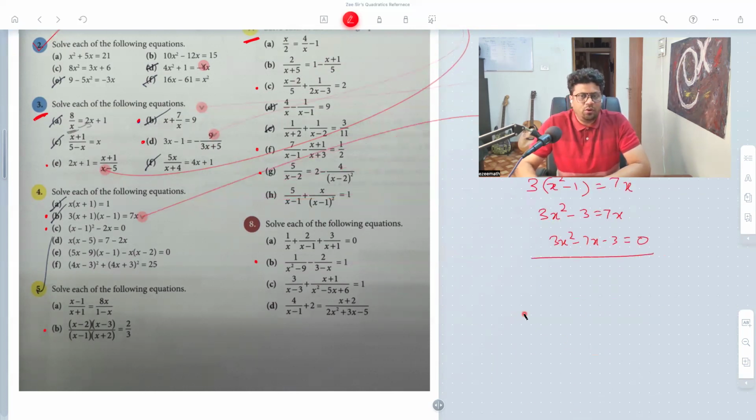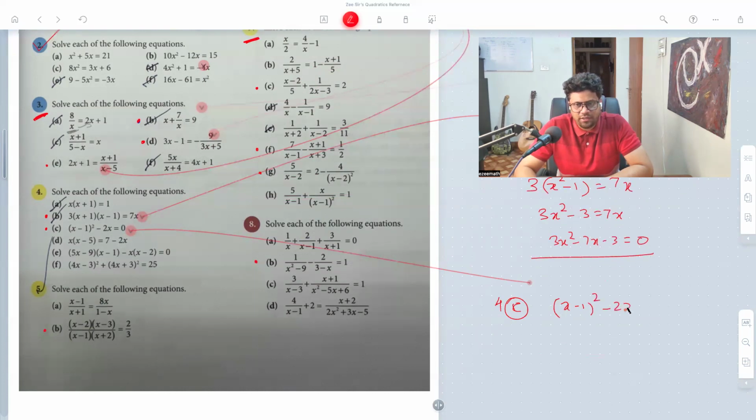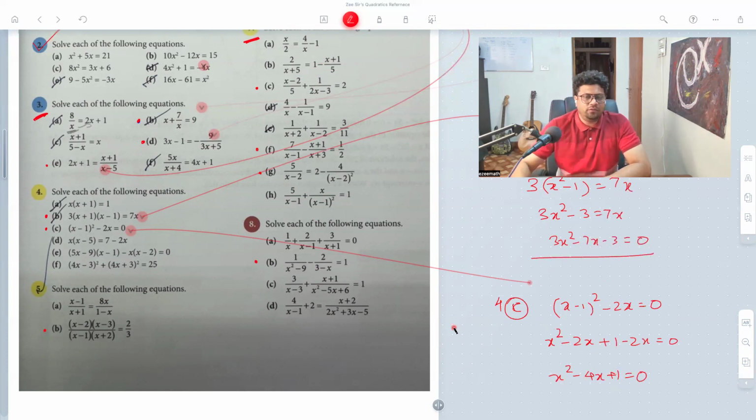And then we could go, let's do our 4-part C there. Then 4-part C, you'd go x minus 1 whole square minus 2x equals 0. Again, I'm going to open up the bracket. Plus 1 minus 2x equals 0. x square minus 4x plus 1 equals 0. Again, a form you can solve.